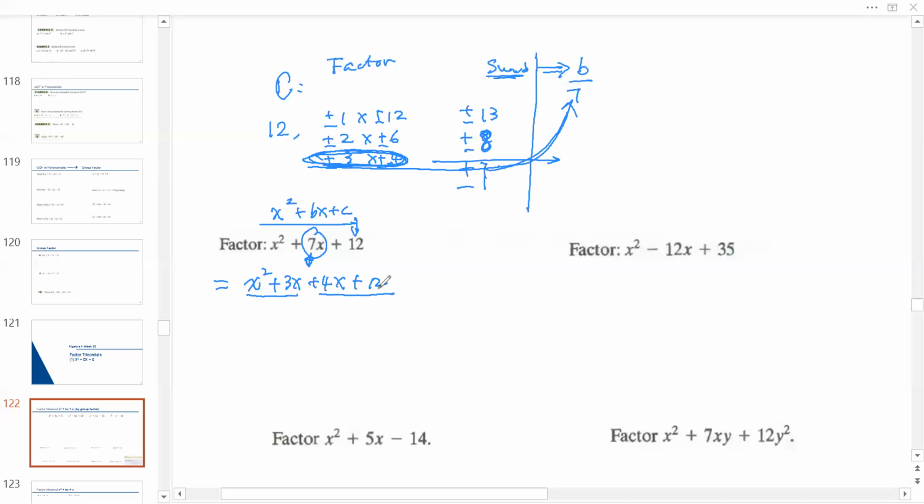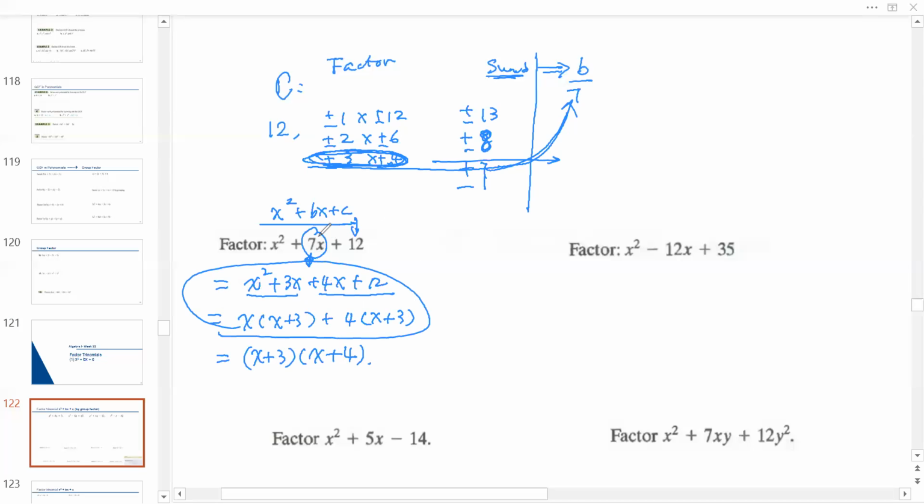We group it. The first group is x plus 3. The second group is 4x plus 3, right? So way much easier. So x plus 3, x plus 4. You got it? So actually this step is most critical: how you break it down into 3x plus 4x.